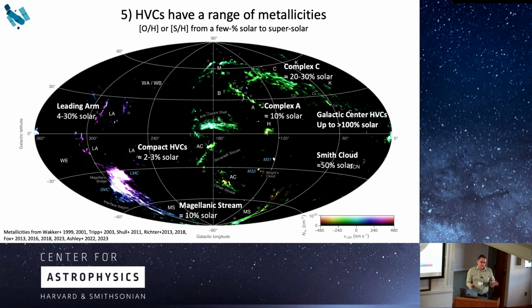And so any model that is looking at HVCs and is trying to explain where they come from has to explain why we see a range of metallicities. And this is why it's thought to be such a complex population: you can't just get one model that can explain all of this at a single metallicity, because the numbers are very diverse.